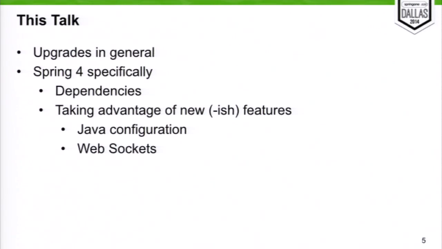Okay, so the way this talk is going to go is that I'm first going to talk about just upgrading software in general and what that actually means and why you should or shouldn't. And then I'm going to talk about the Spring 4 upgrade specifically. I'm going to talk a little bit about dependencies, and then we're going to finish up with taking advantage of some of the new-ish features, like Java configuration and Websockets.